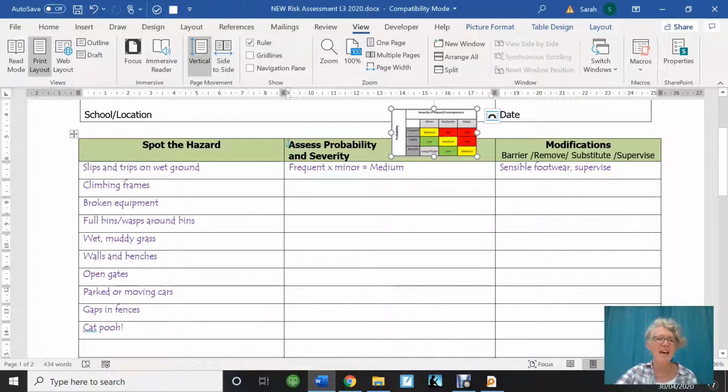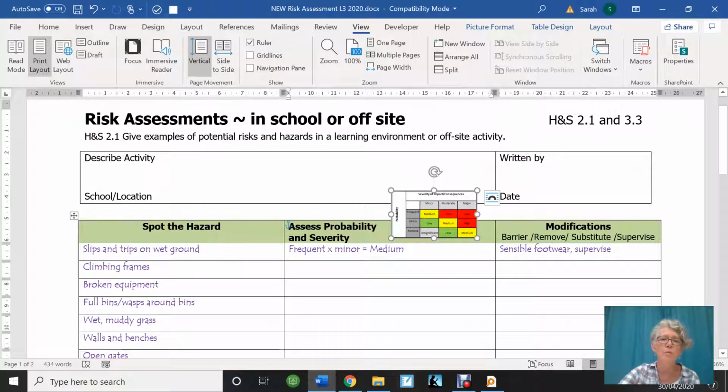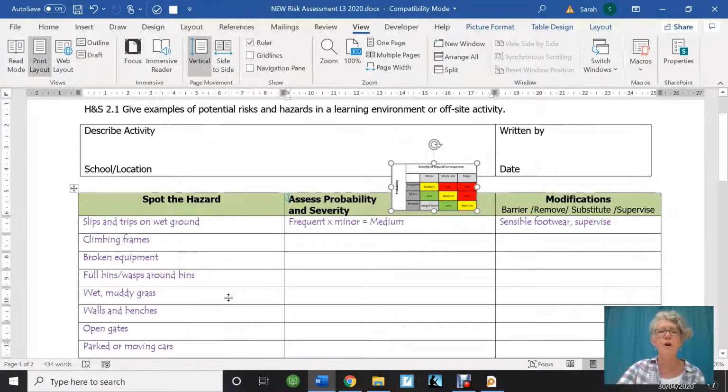I've got a whole set here of other hazards that I could imagine in a school playground, and you can do this activity even if you are not in school at the moment and you've never been on a school trip. You could still do 2.1 because what you're thinking of are the potential risks. So you need to imagine a classroom that you've been in or a playground that you've been in and think, what are all the possible potential hazards?